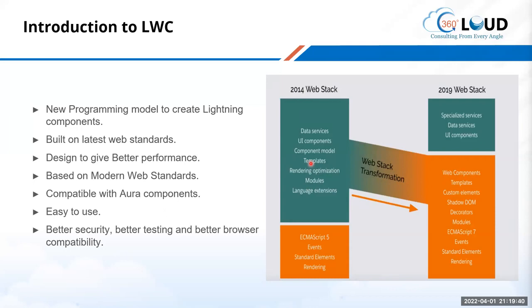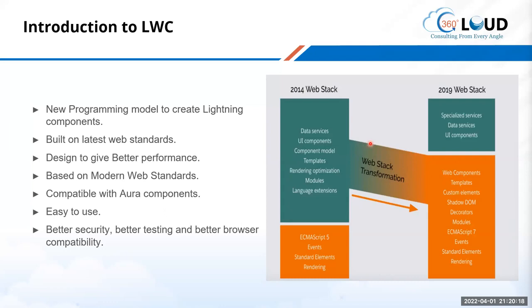So from 2014 to 2019, there have been a lot of improvements here, like the web stack transformation is coming. Now the components that were not supported in 2014 are supported by the 2019 web stack. It is giving us web components, we can create custom elements, dynamic elements. We don't have to support the standard elements. And we have decorators, ECMAScript 7, shadow DOMs.